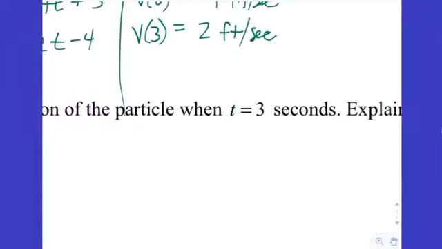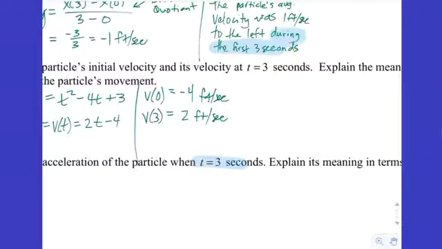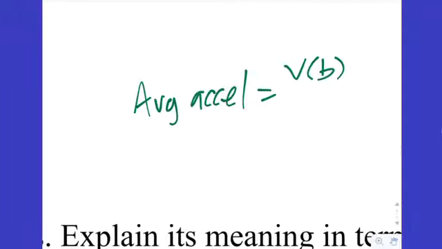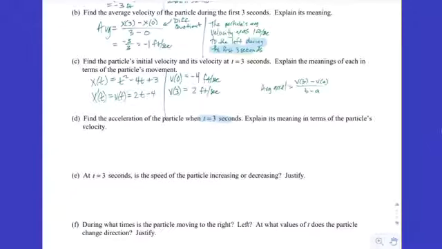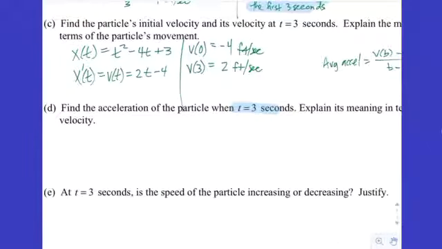Find the acceleration when t equals 3. At t equals 3, that's at a single instant, a moment in time, right? So that's instantaneous acceleration, not average. By the way, how would you find average acceleration? The difference quotient of velocity: V of B minus V of A all over B minus A. But we want the instantaneous acceleration, so I need to find its derivative.